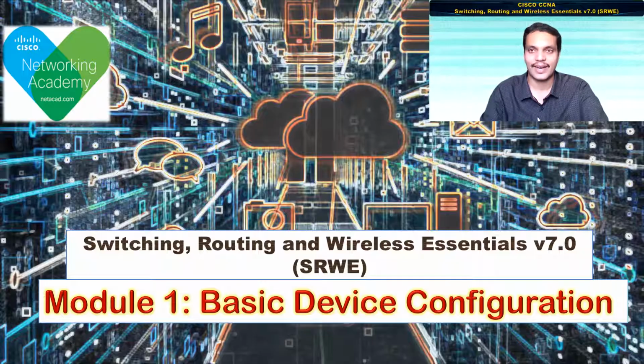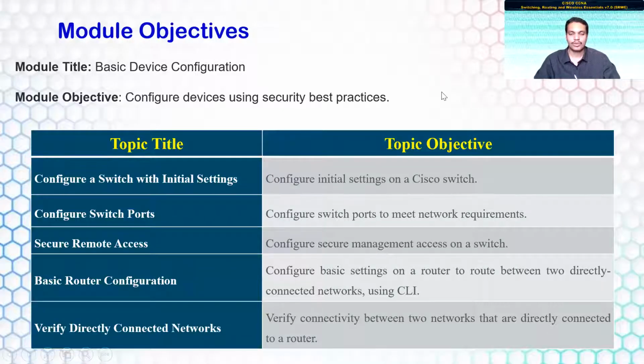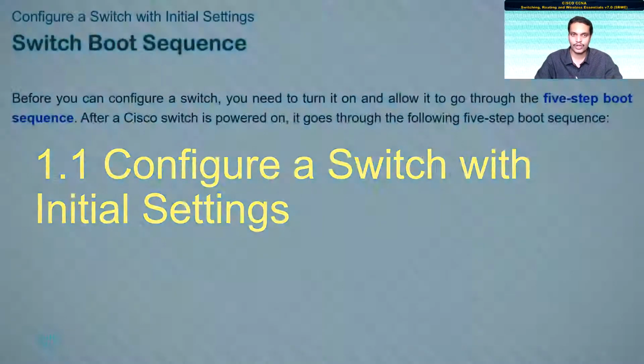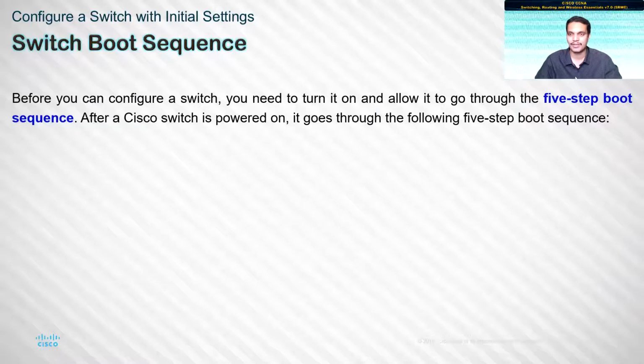So let's get started. These are the different topics that we are going to cover as part of this particular module: basic switch settings, securing remote access, basic router configurations, and how you verify the directly connected networks of a particular router. First, let us start with the initial configuration of a switch. You already studied bits and pieces of these things in your ITN course also, but here we are going to do an overview of them again.